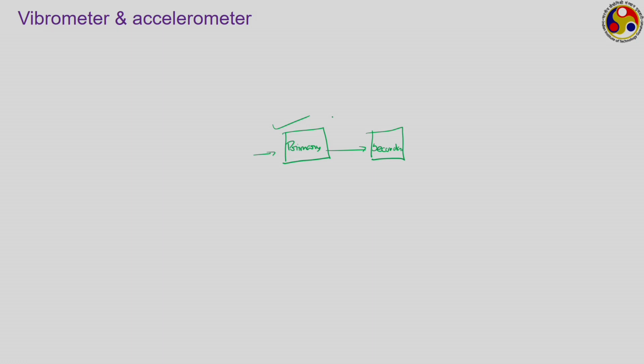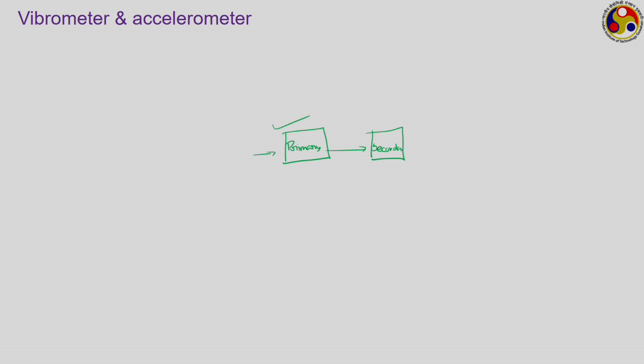This is the primary one and this is the secondary one. The primary one invariably takes the input and converts it to some kind of electrical output, which goes to the secondary one. Now, depending upon the nature of the secondary one, the same primary transducer may act as a vibrometer or an accelerometer. Suppose you have already studied displacement measurement. If I relate to that, if your secondary transducer is a potentiometer, or an LVDT, then the output that you are going to get is velocity. So, if the secondary transducer is a potentiometer or a linear variable differential transformer, then you are going to get velocity as the output.